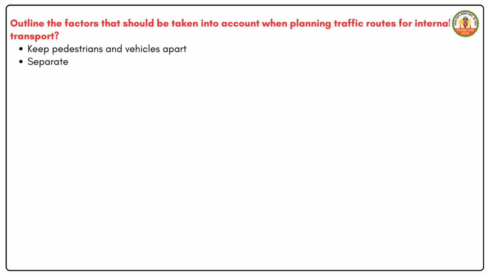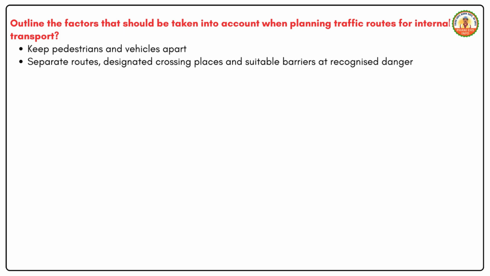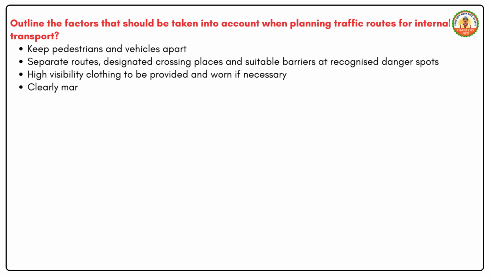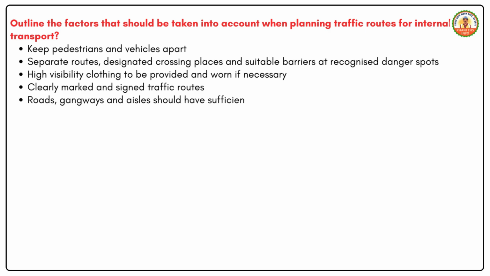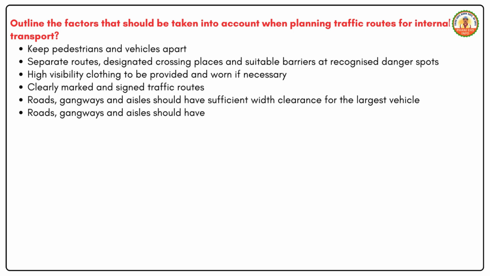Separate routes, designated crossing places, and suitable barriers at recognized danger spots. High visibility clothing to be provided and worn if necessary. Clearly marked and signed traffic routes. Roads, gangways and aisles should have sufficient width clearance for the largest vehicle. Roads, gangways and aisles should have sufficient overhead clearance for the largest vehicle.